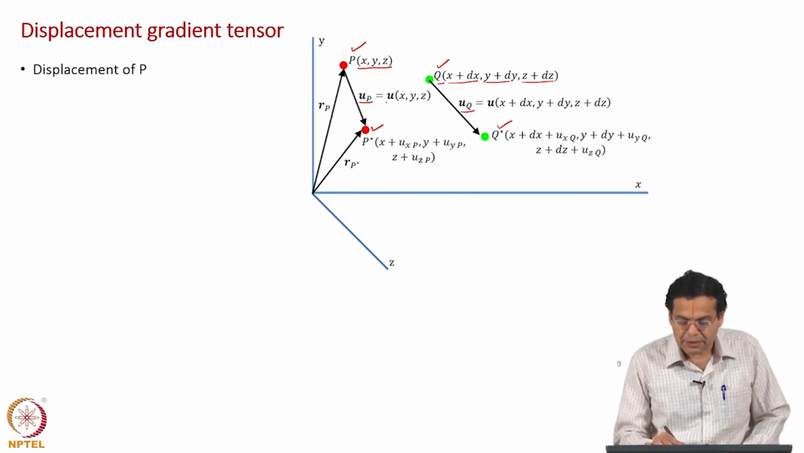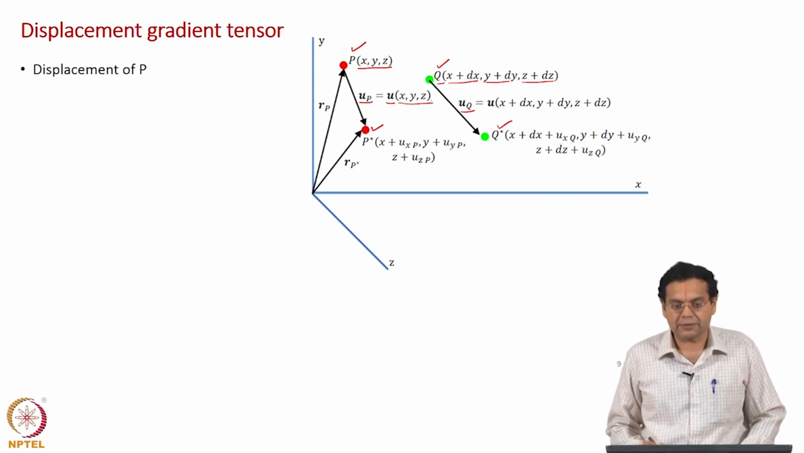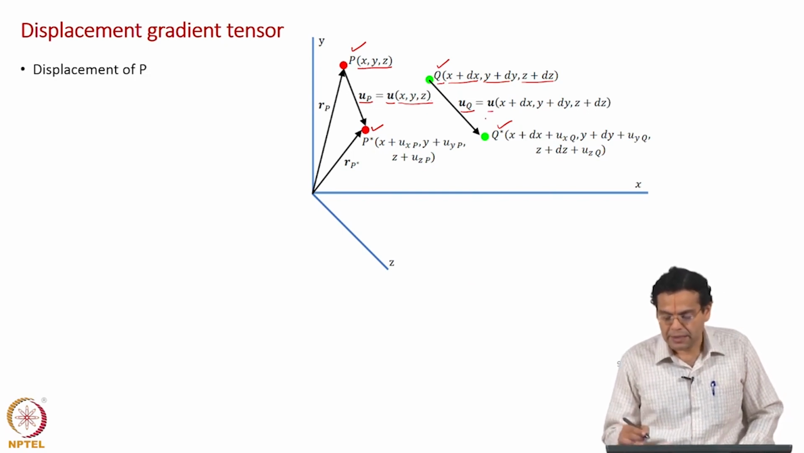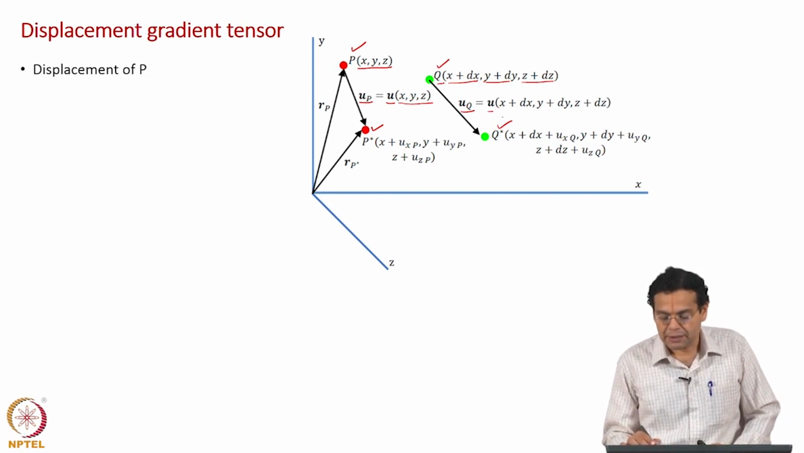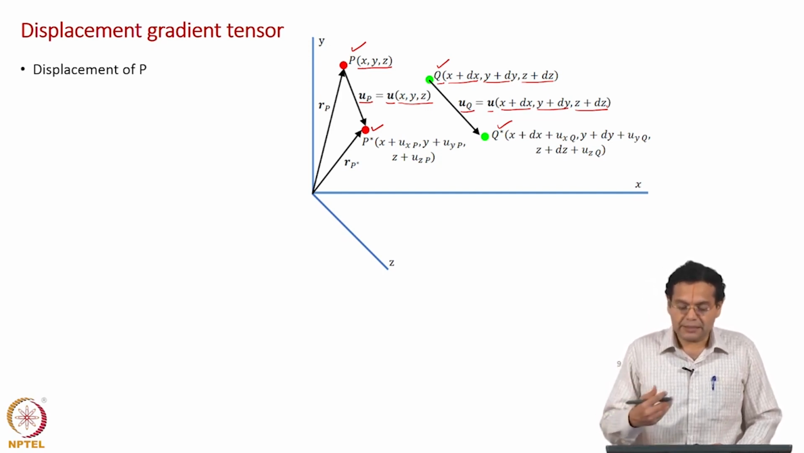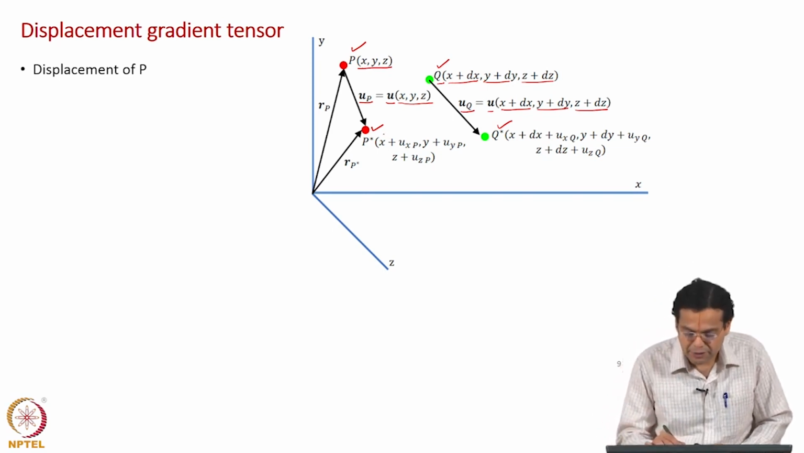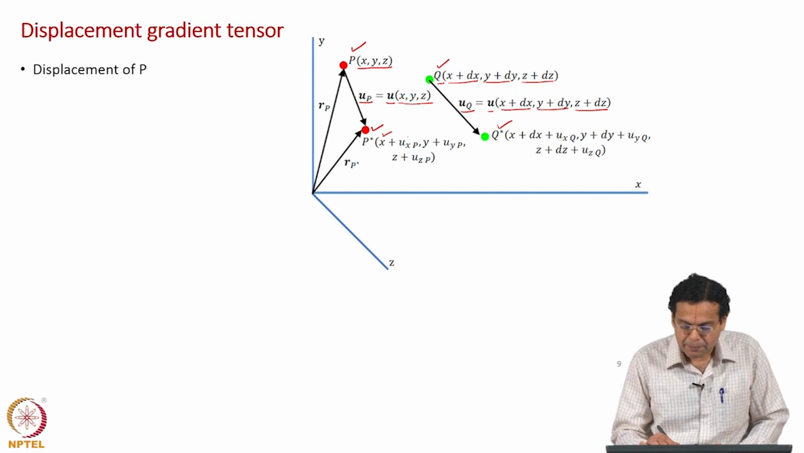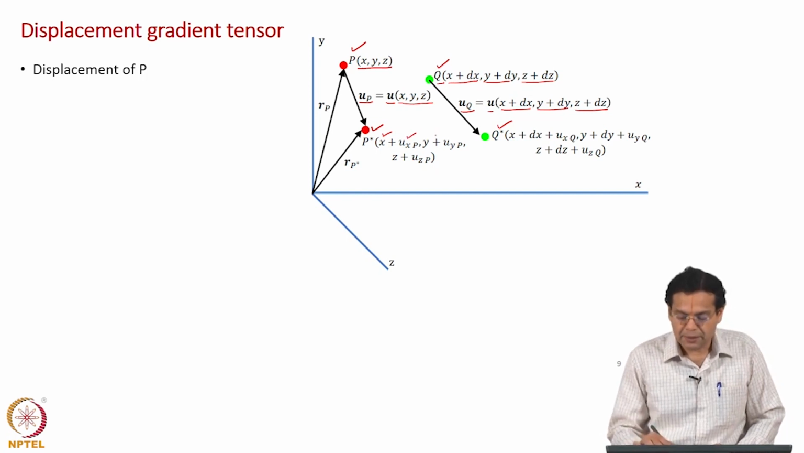Alternatively, in terms of the displacement field, because P is at x, y, z, its displacement is the displacement field at x, y, z, and the displacement of Q is the displacement vector at x plus dx, y plus dy, z plus dz. Okay. Now what is P star? P star is the new position. As we have seen earlier, how do you find it? The old coordinate plus the displacement. Similar for x direction, y direction, z direction.